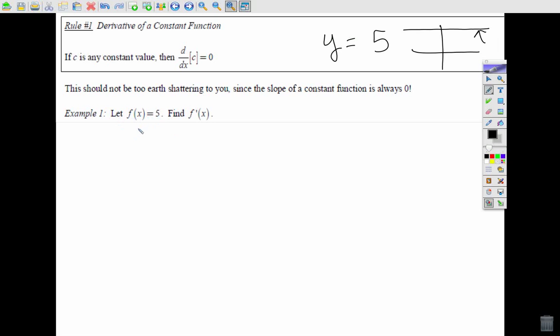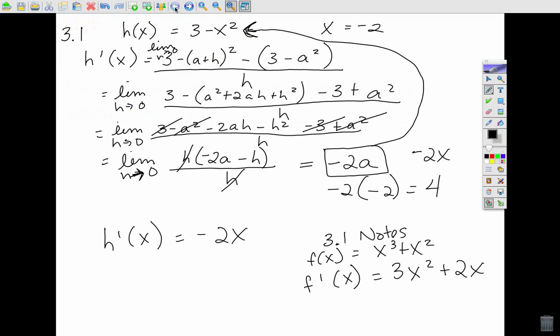Here's the question. If f of x equals 5, which is the same thing I just wrote, y equals 5, find f prime of x. Well, that is going to be equal to 0. The derivative of any constant is equal to 0. That's what this says right here. The derivative, d dx, that's one of the ways we write derivative, of a constant is equal to 0. All the time, every time, no matter what. You don't have to go through the whole limit mess. You can if you feel like it, but you don't have to.